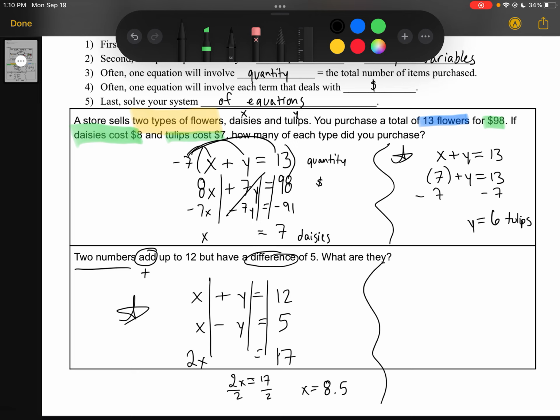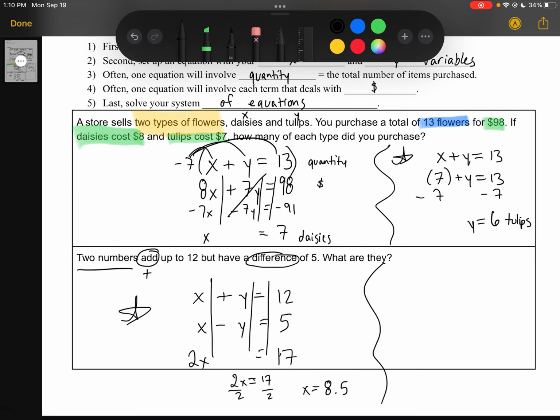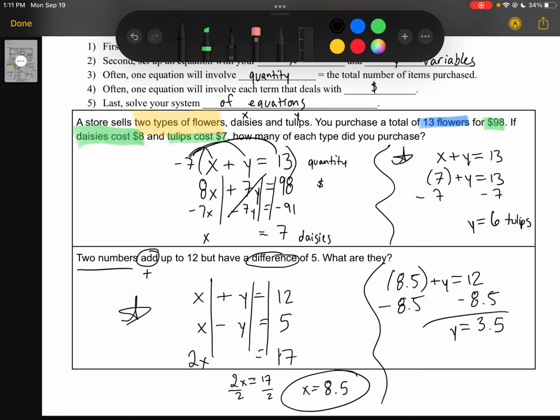So now that we've done that, we get to choose our favorite equation and plug it back in. So it shouldn't make a difference here, but I'll just do the first one. No negative sign, so I like that. Makes it a little bit easier. So subtract 8.5 from both sides, and y should give us 3.5. So double check this real quick. 8.5 and 3.5 do add up to 12. 8.5 minus 3.5 is 5. So our two answers here are 8.5 and 3.5.